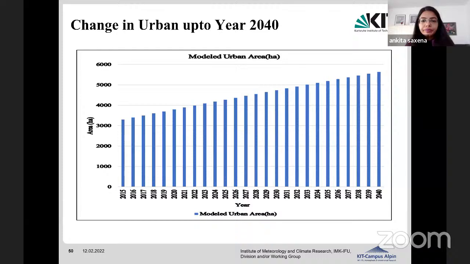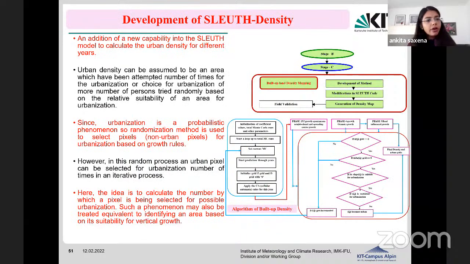And this is an additional capability in the urban models. Until now, we were talking about horizontal expansion, how urbanization will expand horizontally. But we were not considering the density, the built-up density concept or vertical concept, in the modeling. So this was the additional capability which I introduced into that model by considering the number of choices a person is taking for the same place, meaning how many persons are willing to take that location for their urbanization.